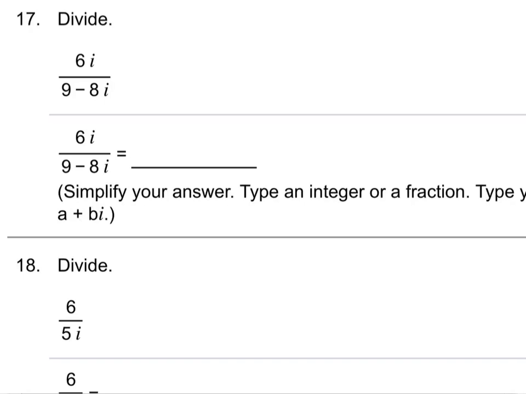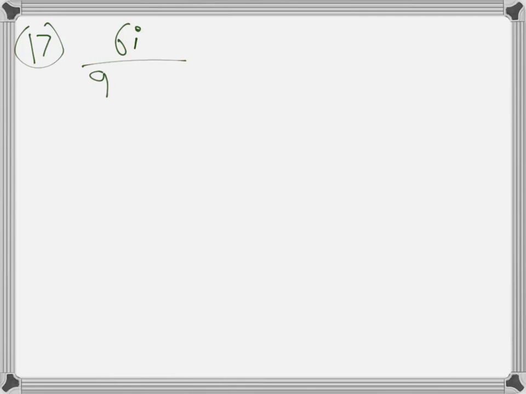All right, 6i over 9 minus 8i. Okay, so try that one. Same kind of thing, right? You've got an i, which is a root, and a plus or minus on the bottom. So you know what you need to do. You need to multiply by the conjugate, which means exactly the same as the denominator, but opposite sign in the middle.